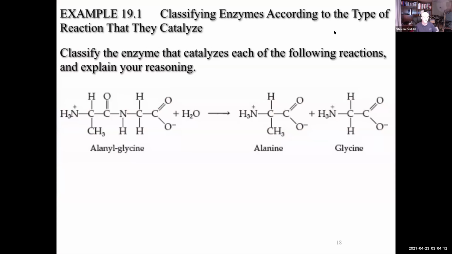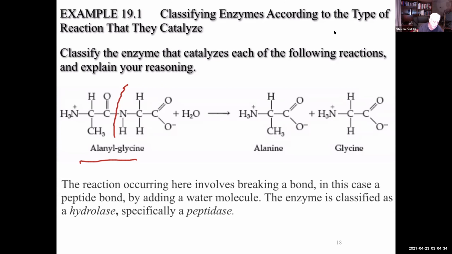Okay, so classify the enzyme according to the type of reaction that they catalyze. Alanine glycine, this is your amino acid, and it breaks the bond. It breaks the peptide linkage right there. So what kind of enzyme would do that? It would break the bond like that.